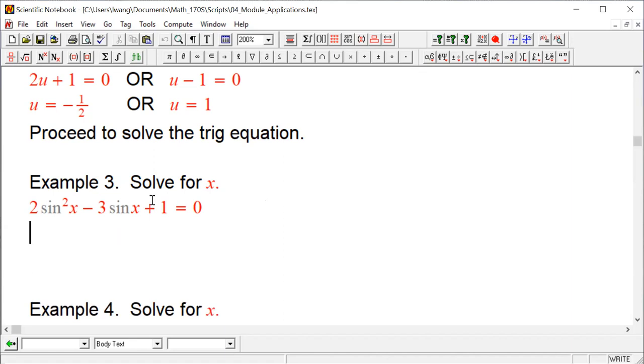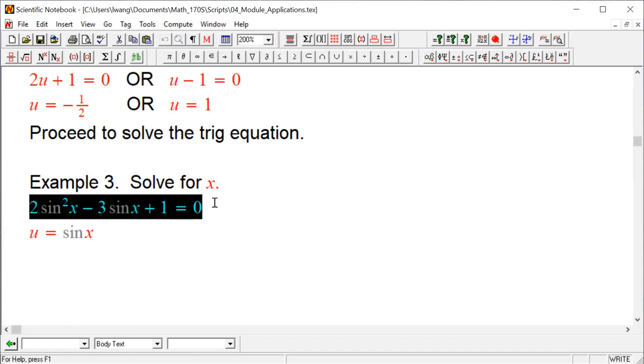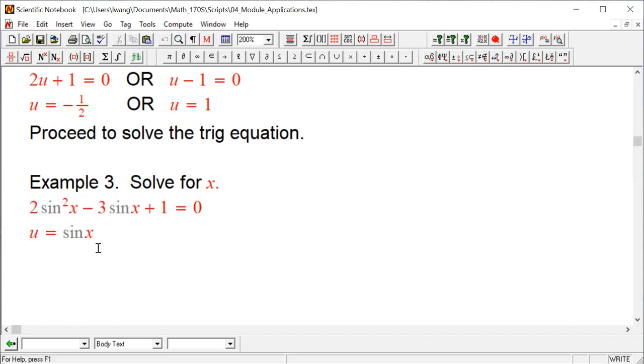Okay, so in this case, you can introduce u equals sine x, and then you end up with an equation with an intermediate variable u in place, and that's going to be 2 times u squared minus 3u plus 1. And factoring, we got 2u minus 1 multiplied by u minus 1.